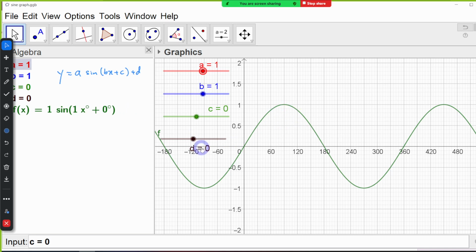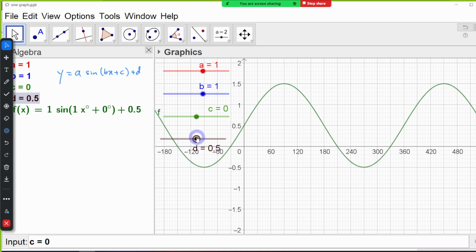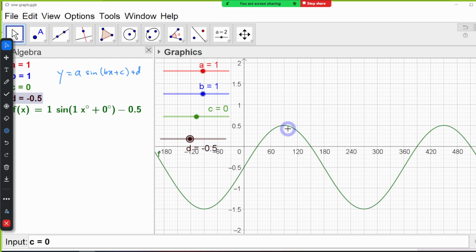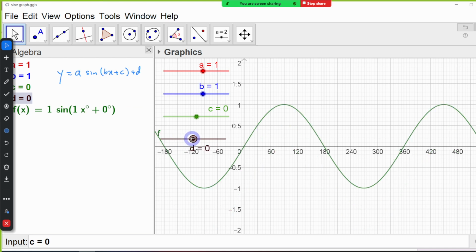1 is go up 1 unit. Let me change it back to 0. If negative 0.5, go down 0.5 unit. If negative 1, go down 1 unit. You also notice that now when this is 0, the midline is over here, which is y equals 0.